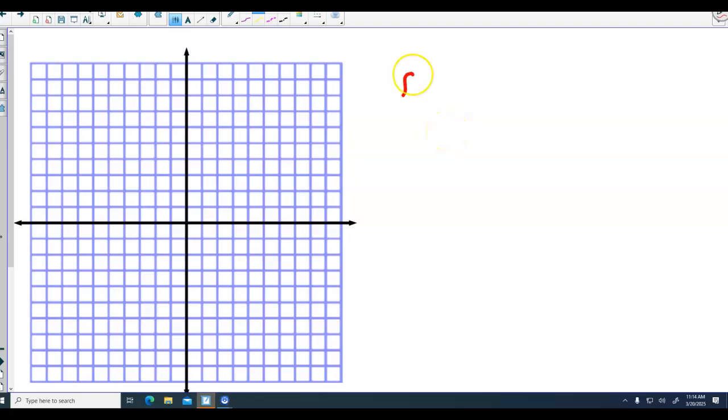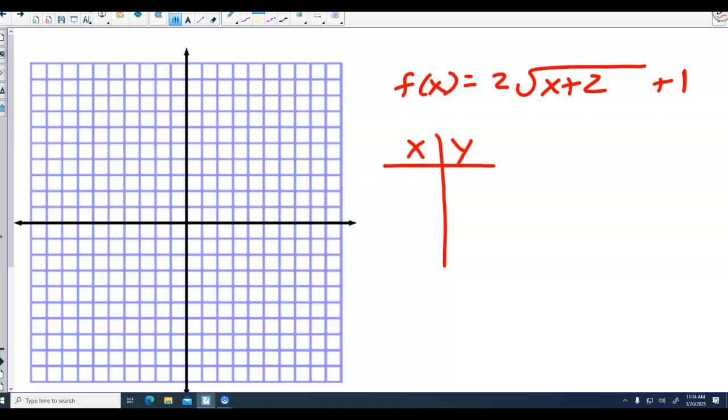So this problem here, f of x equals 2 times the square root of x plus 2, plus 1. For the xy chart, we've got to get perfect squares under the radical. -2, -1, 2, and 7 accomplish perfect squares under the radical. When you plug them in, -2 plus 2 is 0, the square root of 0 is 0. 0 times 2 plus 1 is 1.